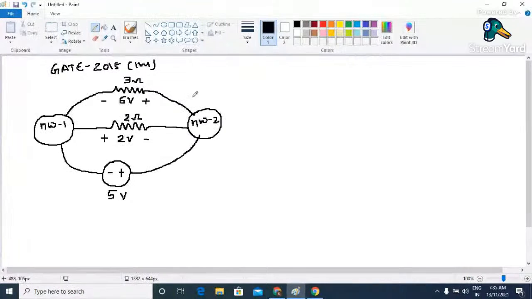So this is the structure given to us, and our objective in this particular question is to find the power supplied by the 5 volt voltage source. This we need to calculate. That means how much amount of power is supplied by this 5 volt voltage source when it is connected in this particular circuit configuration. So how to solve this?